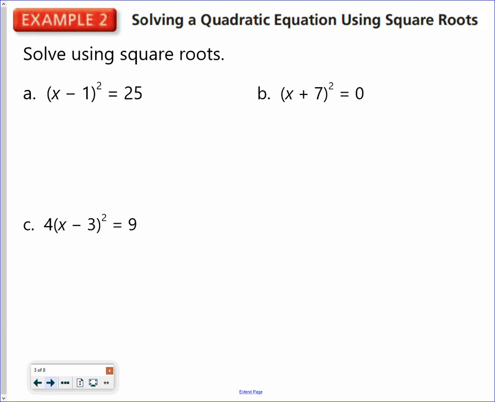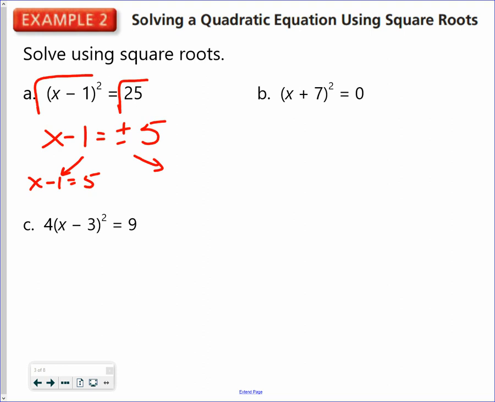I can take the square root of this. This is a binomial being squared, and I don't want you to actually FOIL this out. I just want you to take the square root of both sides. X minus 1 would equal plus and minus 5. And then split this into two questions: x minus 1 equaling positive 5, x minus 1 equaling negative 5, and solve both.